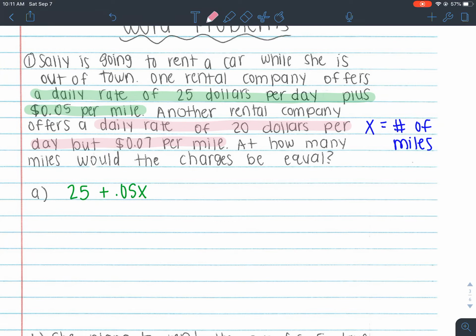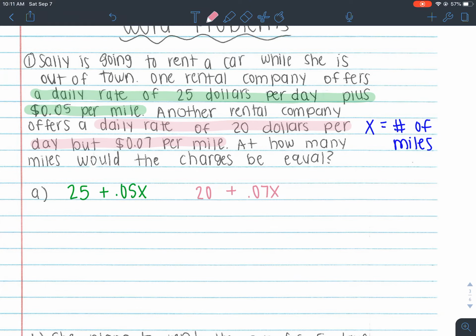The other company charges $20 per day, but 7 cents per mile. Well, I know for a fact that it's going to be $20 flat for that day. And then it says 7 cents per mile. So I don't know how many miles I'm going, but I know for every single mile, it's going to tack on 7 more cents. So I'm going to add 0.07x to this one.